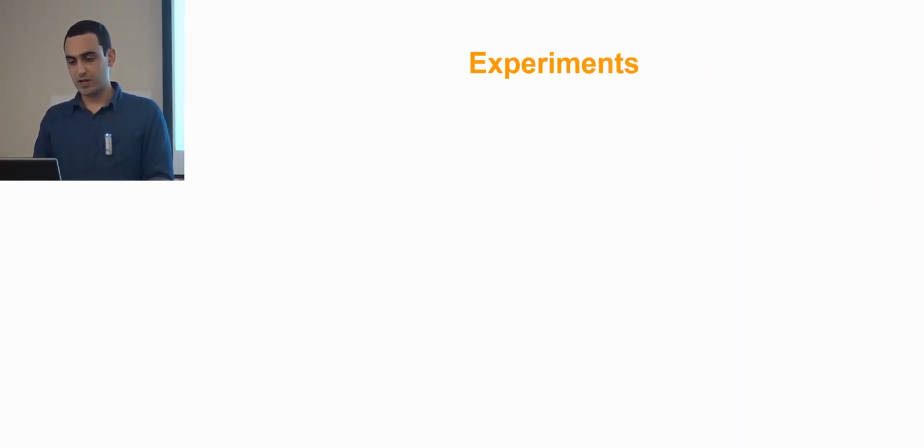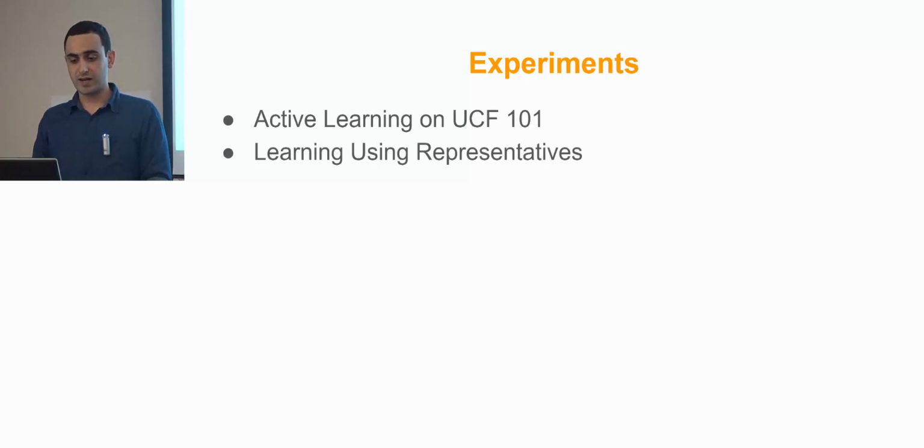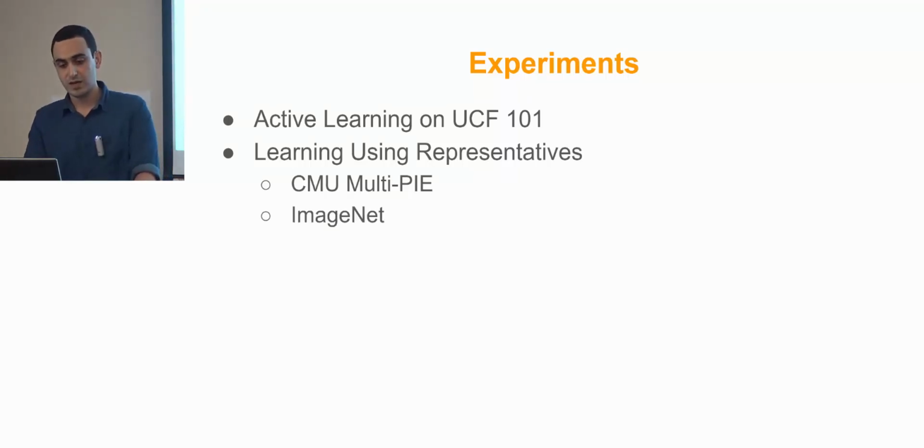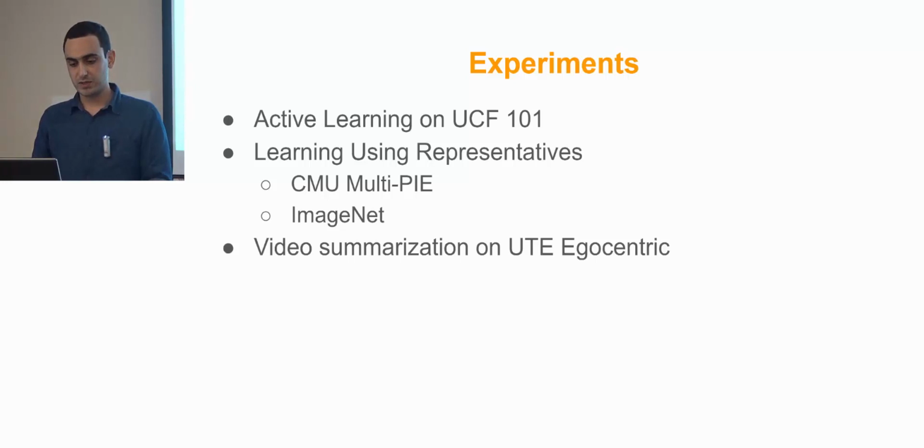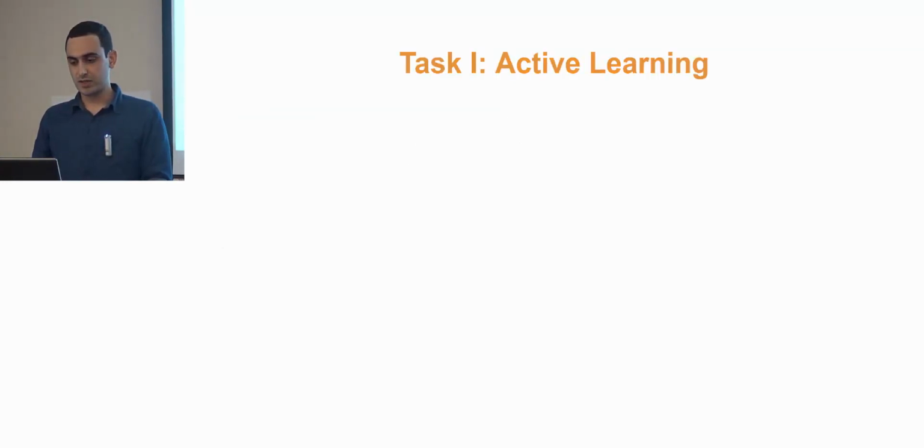So let's move on to the experiments. Here I will explain 3 different applications. I use UCF101 for active learning. For the second task, I use CMU multi-phase data set and ImageNet for learning using representatives. I also have some experiments on video summarization using UT egocentric data set.